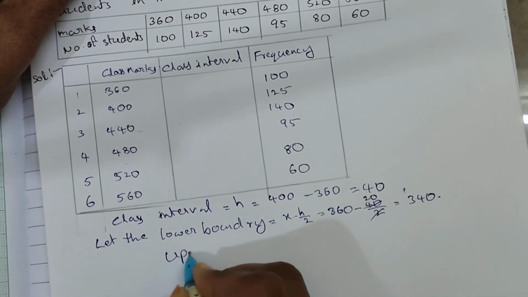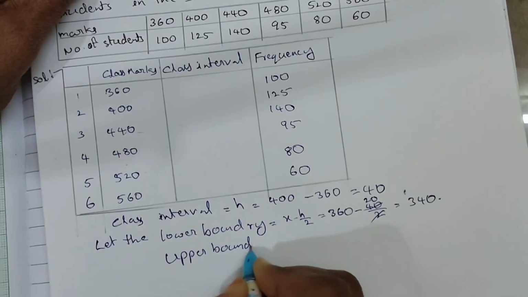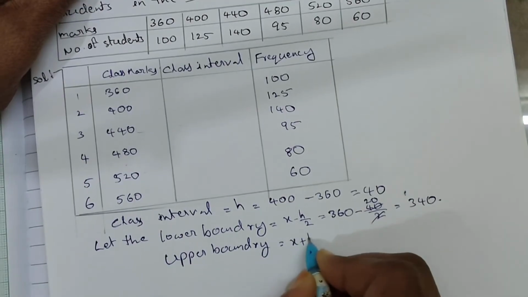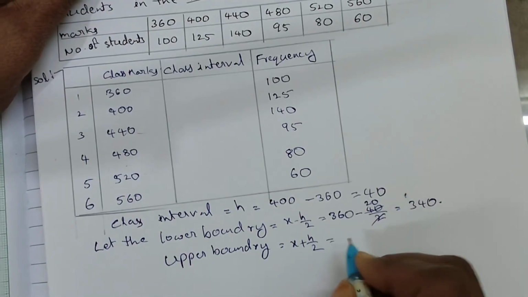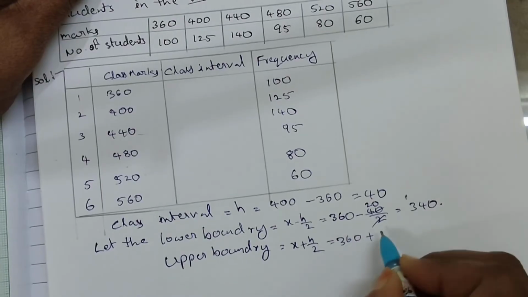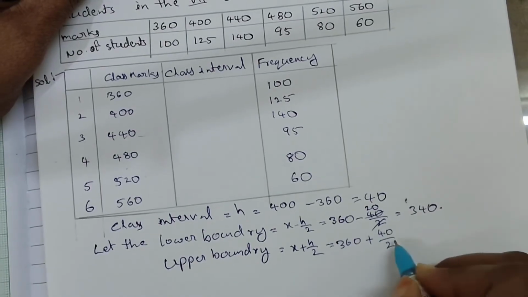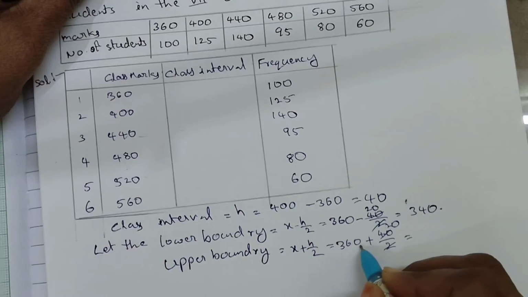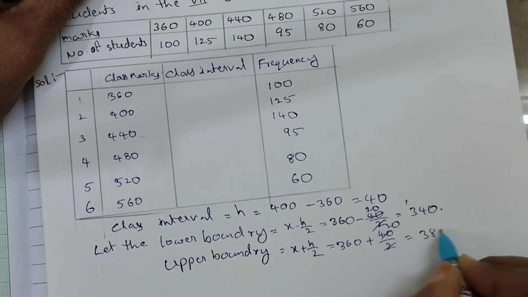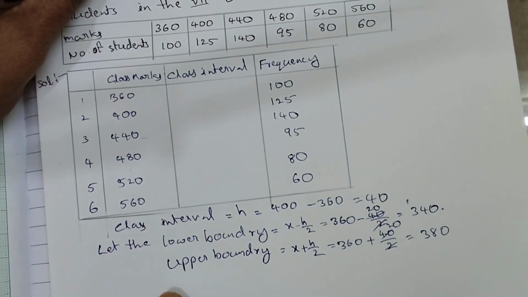Now next we find the upper boundary. Upper boundary is equal to x plus h by 2, is the formula. Here x is 360 plus h, 40, by 2. That is 360 plus 20, which is 380. So 380 is the upper boundary of this class.